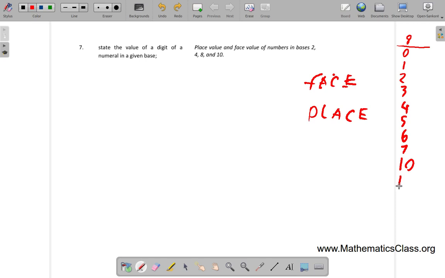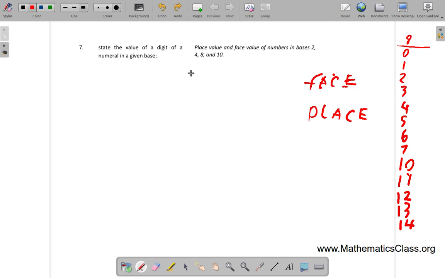Then 9 would be 11, and 10 would be 12. So it feels somewhat uncomfortable writing 11 and calling it 9, writing 12 and calling it 10, and so on. But that's reality when you're dealing with base 8.